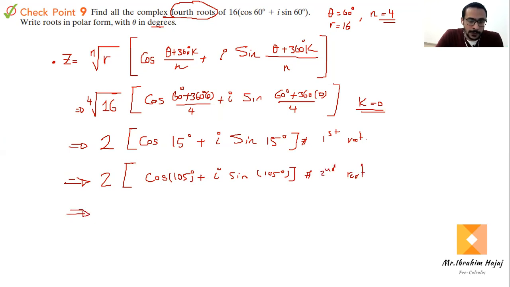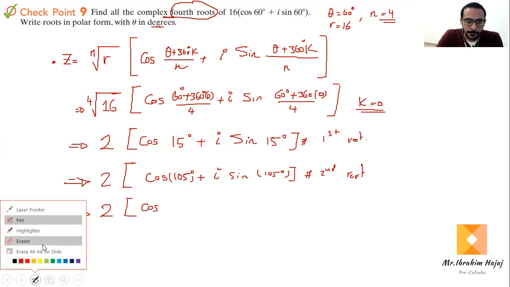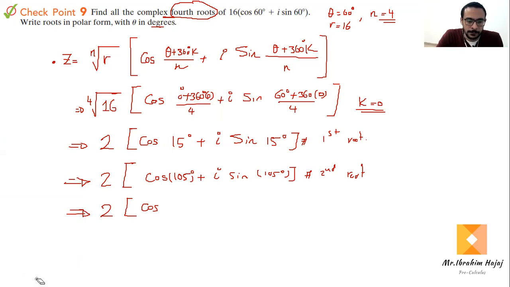The third complex root. We haven't reached 360 yet, so I continue as usual. So it's 2 cosine. Let's do it here quickly. 60 plus 360 times 2. 60 plus 720. 720 and 60, it's 780. Divided by 4. It's 195.